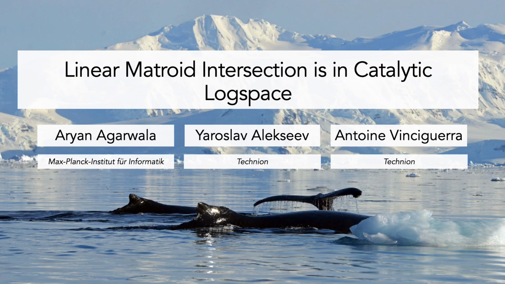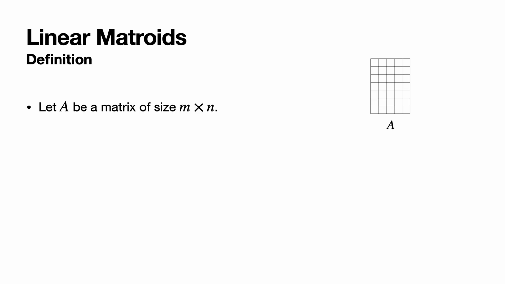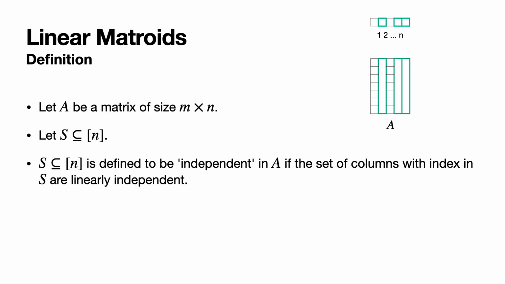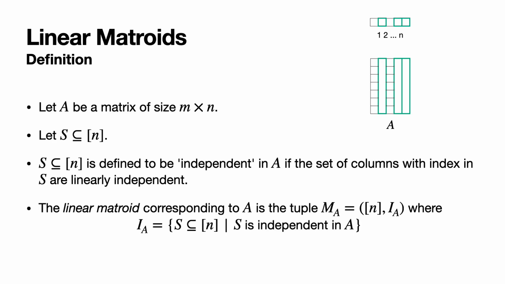So let me start by defining linear matroids. Let A be a matrix of size m times n and let S be a subset of 1 to n. S is defined to be independent in A if the set of columns with index in S are linearly independent. And the linear matroid corresponding to A is this independence structure. So it's a tuple where the first part of the tuple is the base set, so it's the indices of the columns in the case of a linear matroid. And the second part of the tuple is a family consisting of all the independent sets in A.